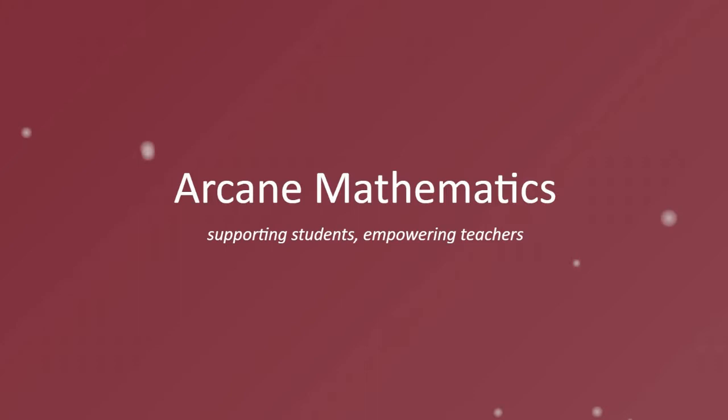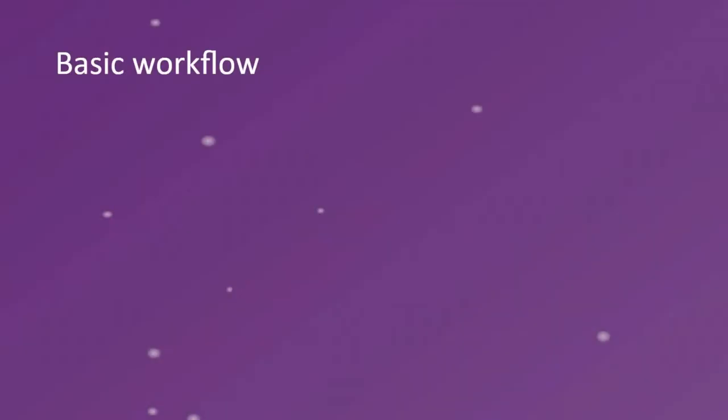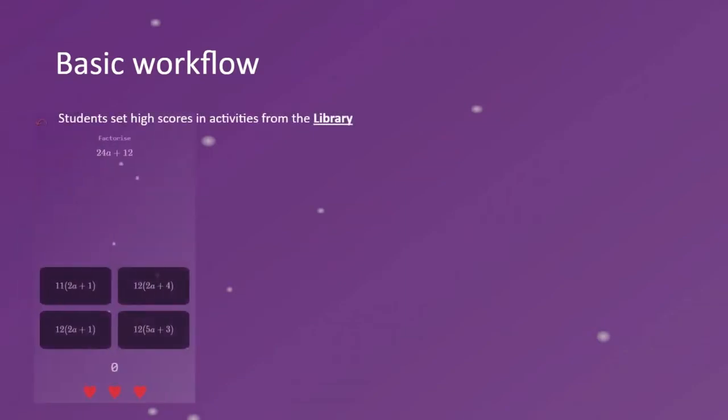What is the app, and how does it operate? So there's a two-step process that we use. Firstly, the students will jump in and set their high scores in the different modules of the library page. The activities here are bite-sized and easy to access, so they can be done in the car going to school, on the couch at home, or even last minute in the classroom.